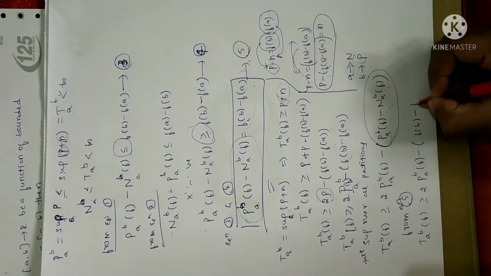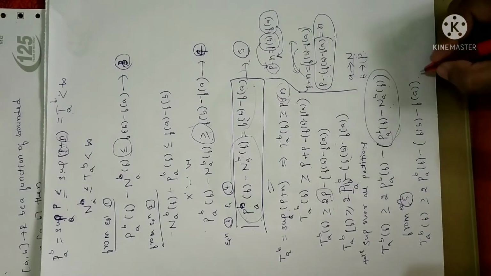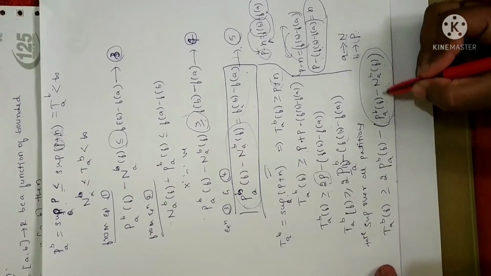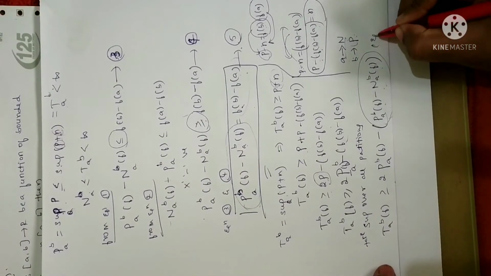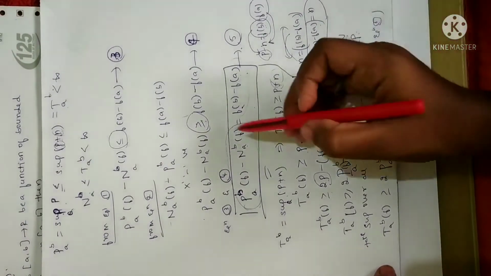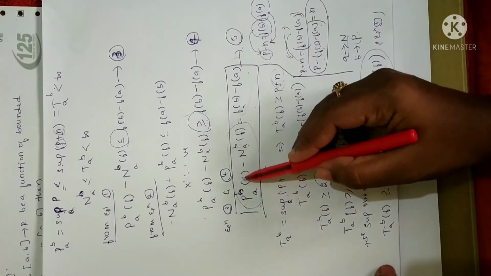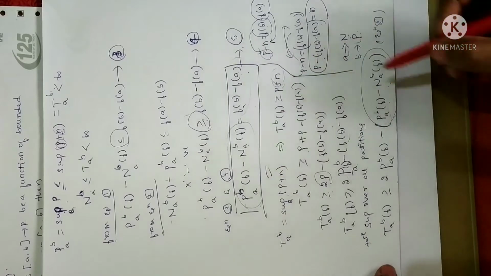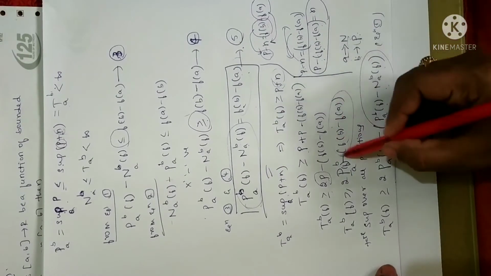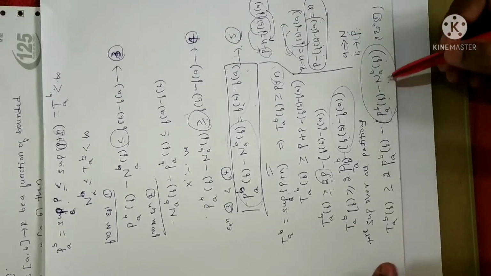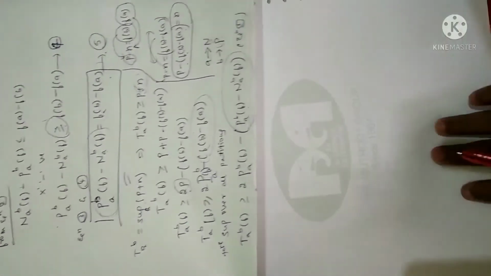F of b minus f of a, or else we can state this from equation 5. Why? Because equation 5 states that whenever you have f of b minus f of a, we can write it as p of a to b of f minus n of a to b of f. So I have replaced this term by using equation 5. One and the same.